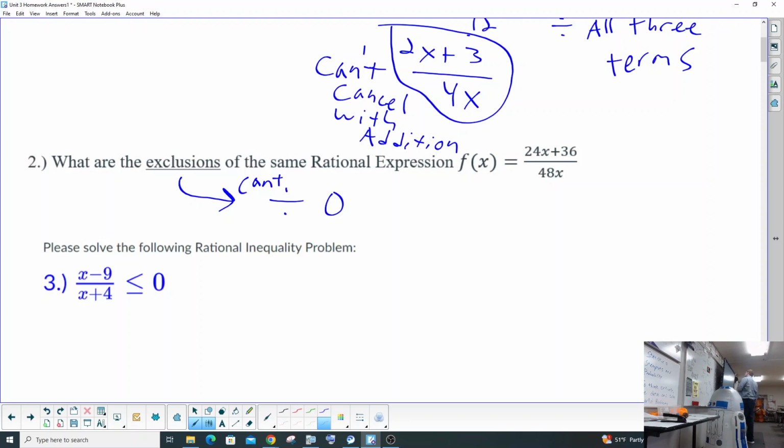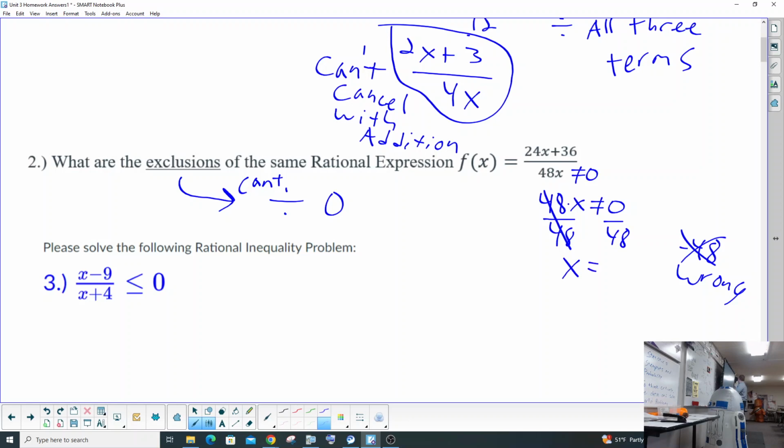And so when we're doing number 2 right now, we can't divide by 0. So what you do is you set the bottom not equal to 0. Now we give our exclusions. Right now we have multiplication, not addition or subtraction. So if you think the answer is negative 48, you are wrong. Divide by 48 to the other side. 0 divided by 48 is just 0. The exclusion is 0. Just like on the test.